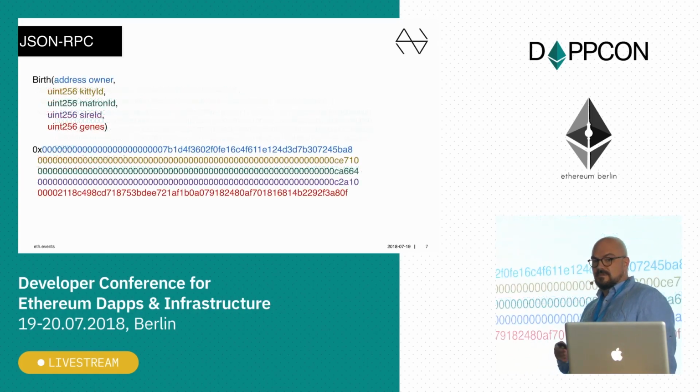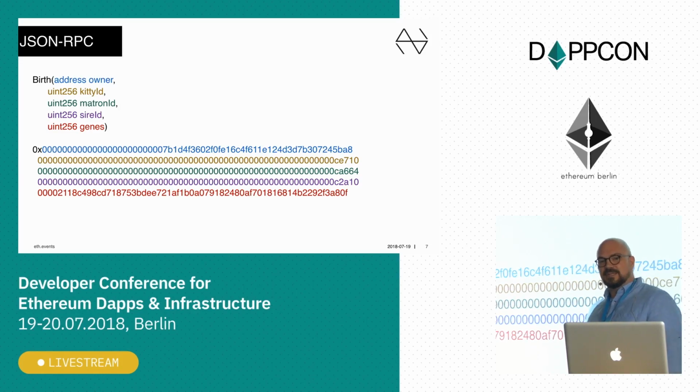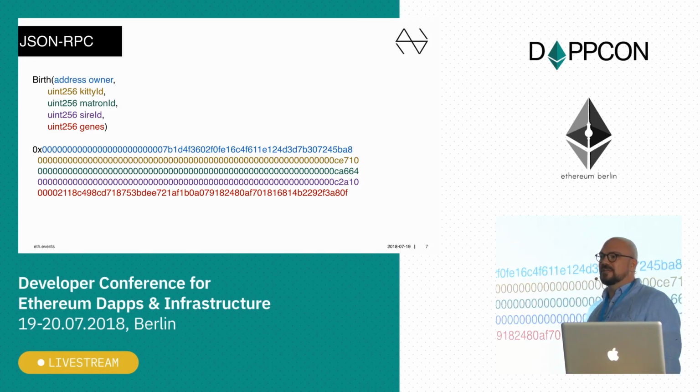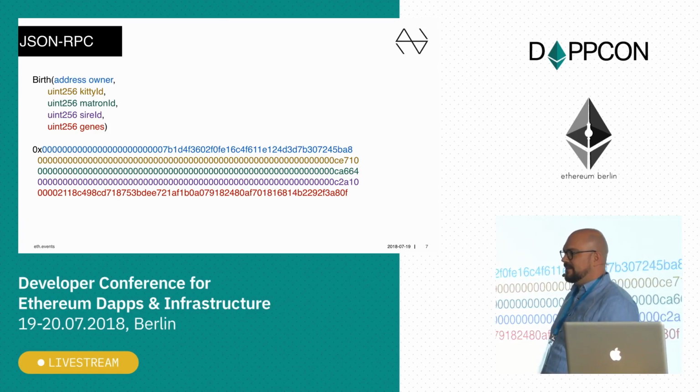Because actually, this is only a concatenated version of the single parameters of the event. We have the owner, the kitty ID, the parents, and the genes. With this specific event, every single parameter has 32 bytes, so everything is the same length, but of course this could look different for other events. But this is the way you would extract the information out of the raw event you're getting via the JSON RPC.